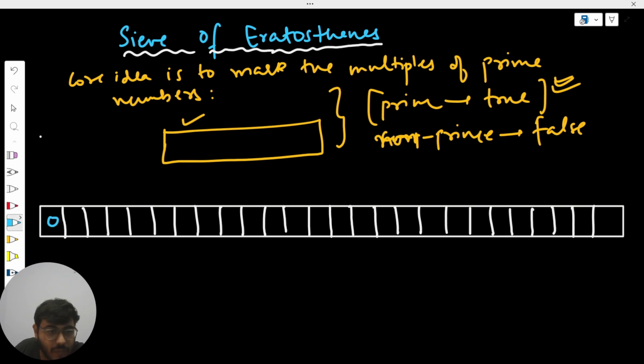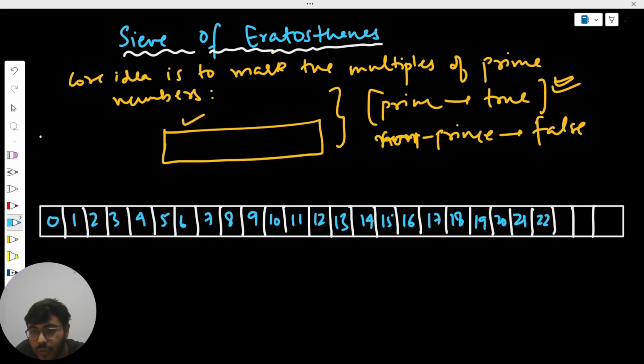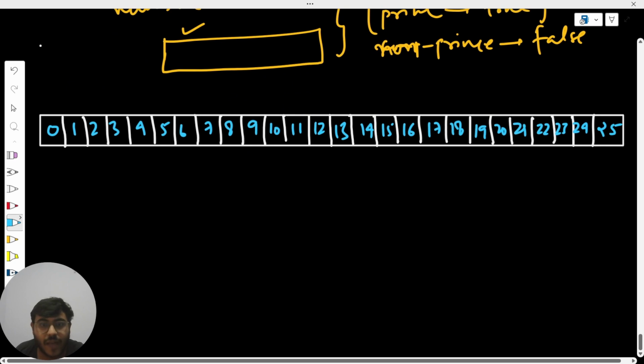We have 0, 1, 2, 3, 4, 5, 6, 7, 8, 9, 10, 11, 13, 14, 15. Just wait with me and it will be over soon. 20, 21, 22, 23, 24, and 25. So we now have our array, right? This array is called a sieve. Remember this. This whole array is named sieve.